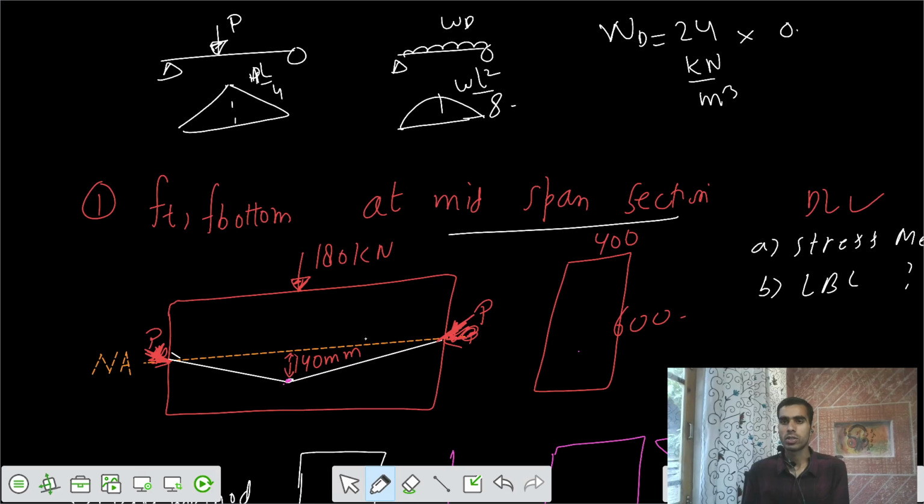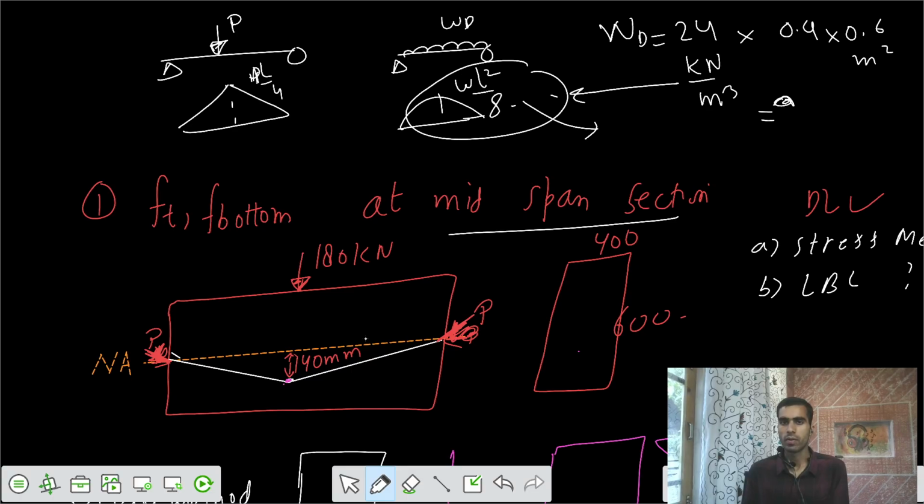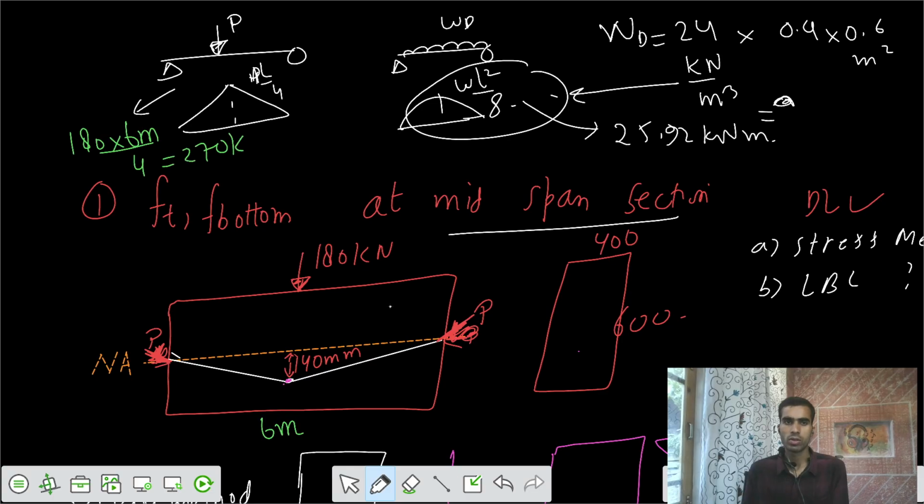And the area of the cross section is 0.4 times 0.6 meters squared. So you would get some WD, and when you solve this part, you would get a value of 25.92 kilonewton meter. And corresponding to this equation, your 180 kilonewton load is there. Length of the beam is equal to 6 meters, divided by 4. So this value is equal to 270 kilonewton meter.